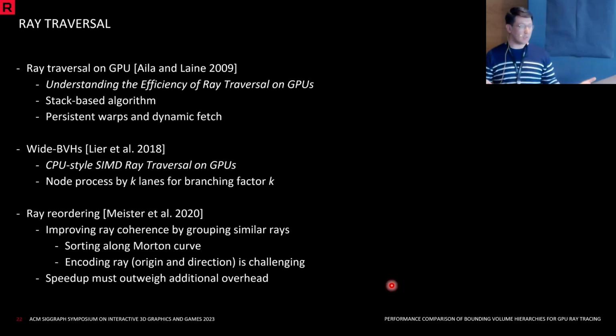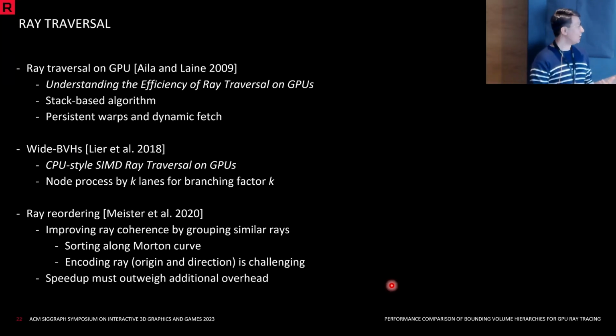If we have the constructed and optimized BVH, we want to use it. So the ray traversal, this will be very quick. For ray traversal, we use the seminal work by Aila and Laine, Understanding the Efficiency of Ray Traversal on GPUs. It's a stack-based algorithm with persistent warps and dynamic fetch, meaning that when there are very few active threads, they will fetch new rays to get more occupied.